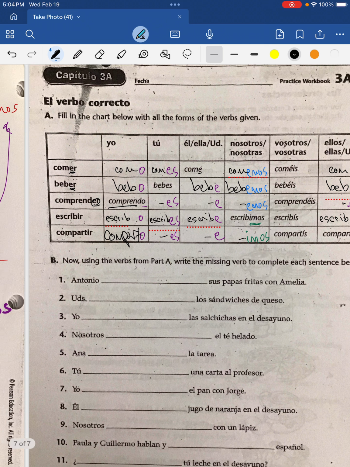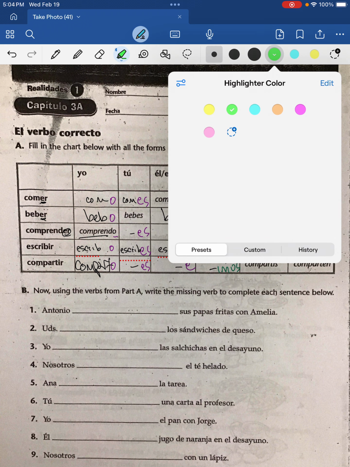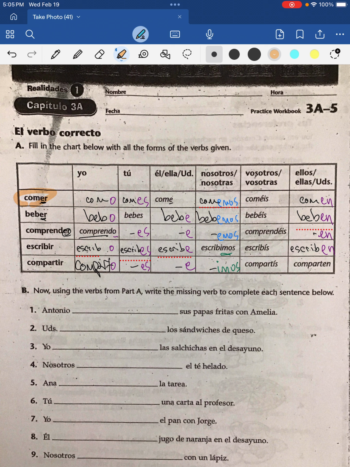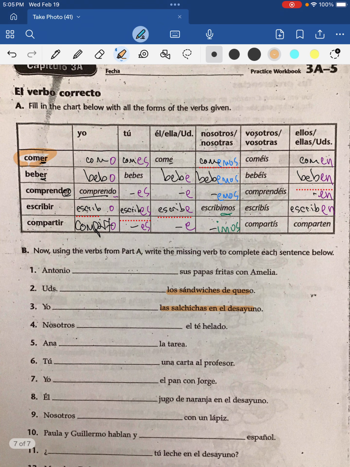All right, how do we know which one to use? So we're thinking about what do we know about these verbs? Maybe we can use a color coding system. We are eating something. Comer. Now, papas fritas is here, but I see this con Emilia, so we're going to skip that. Here we've got food. All right. Beber. Looking for drinks, beverages.